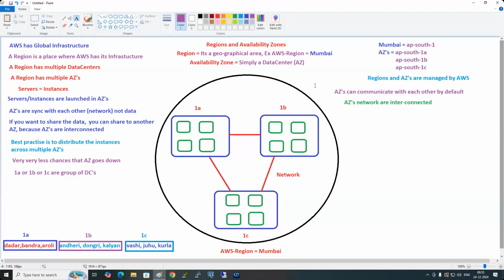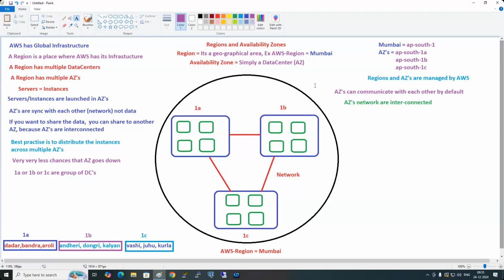But if required, can we share the data or not? Yes, we can share the data. Why? Because availability zone networks are interconnected. So is it best practice to launch all EC2 instances in 1a? No, because if 1a goes down, all our machines will go down. But will 1a go down anytime? No, 1a is a group of data centers in the backend.